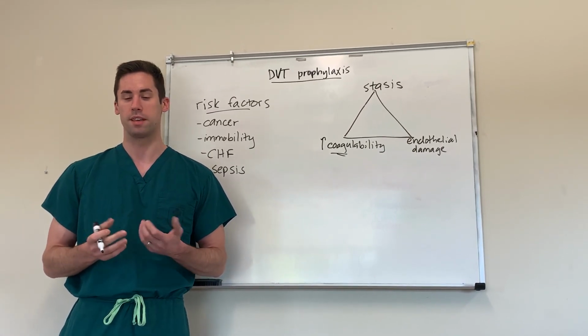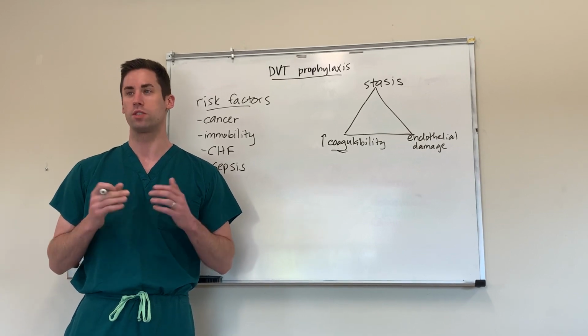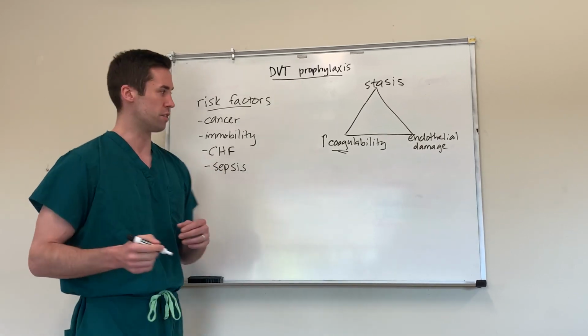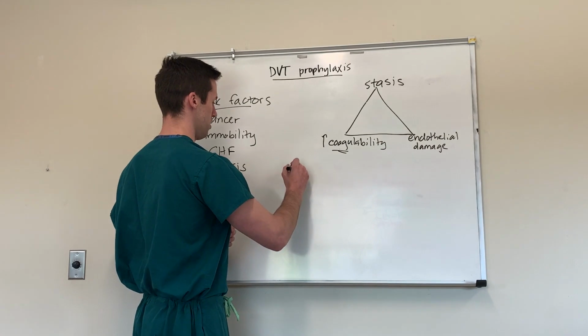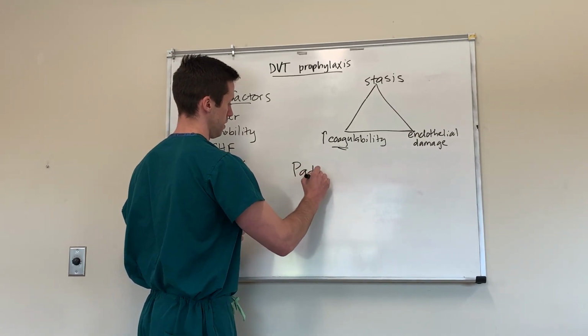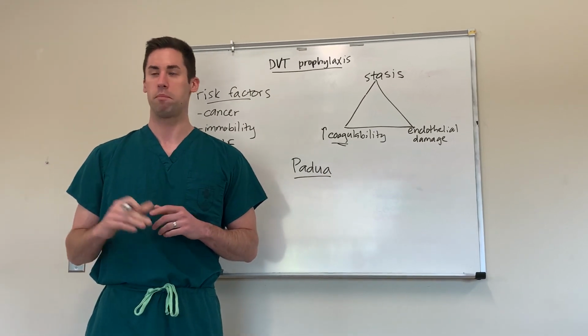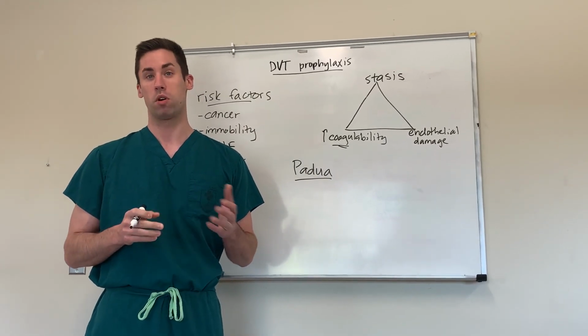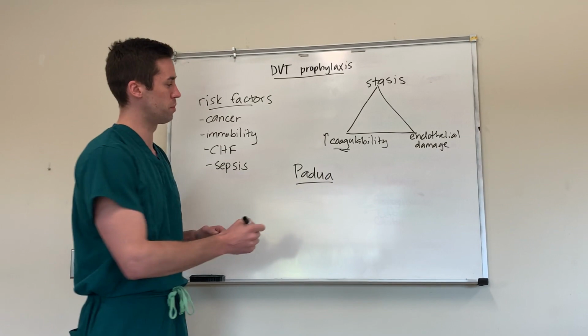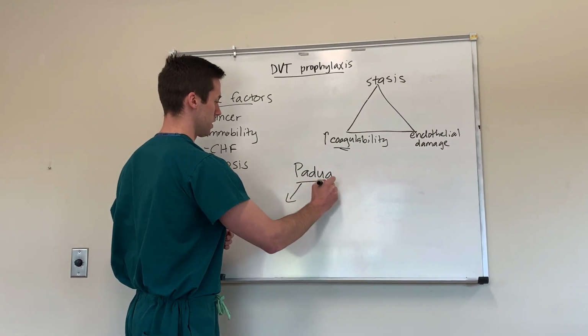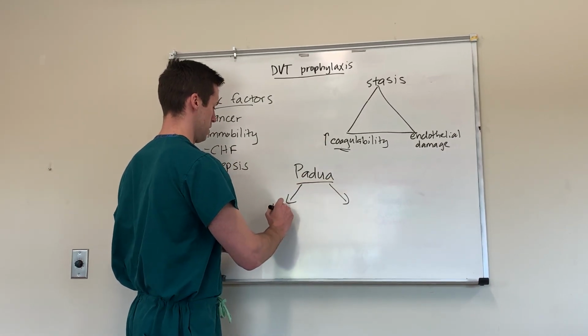So the next thing I think that's important is to try to actually stratify the risk. And there's a tool that we'll use called the PADUA score. And you can pull this up on any MedCalc device, any app on your phone. Some EMRs will have it built in. And this will help you stratify whether someone is low risk for a blood clot or high risk.